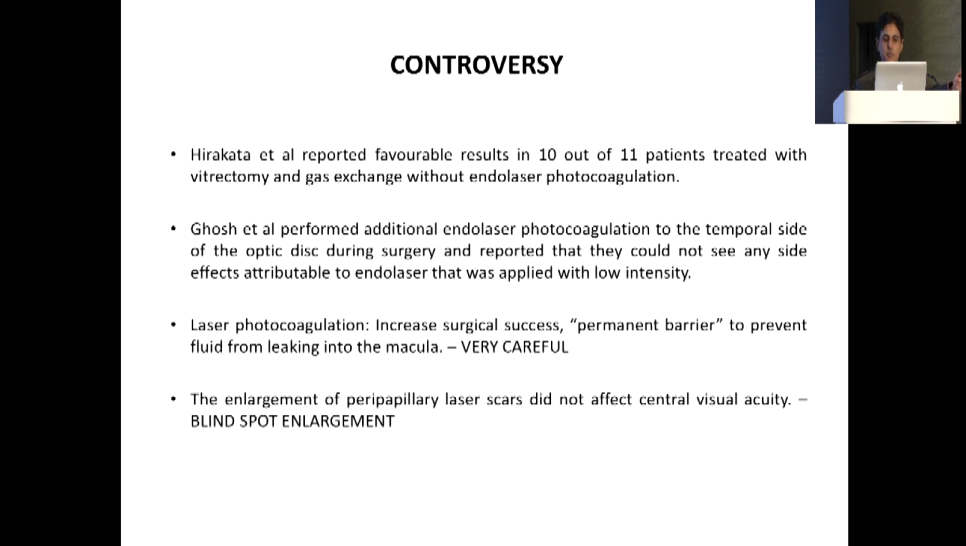Some authors propagate the use of subthreshold photocoagulation at the temporal side of the pit. They say it creates a permanent barrier to prevent the fluid leak. If you use a very subthreshold mild laser, it usually does not cause tissue damage and may also increase the chances of the success rate. And studies have shown that they do not affect the central visual acuity. Probably they just cause enlargement of the blind spot.